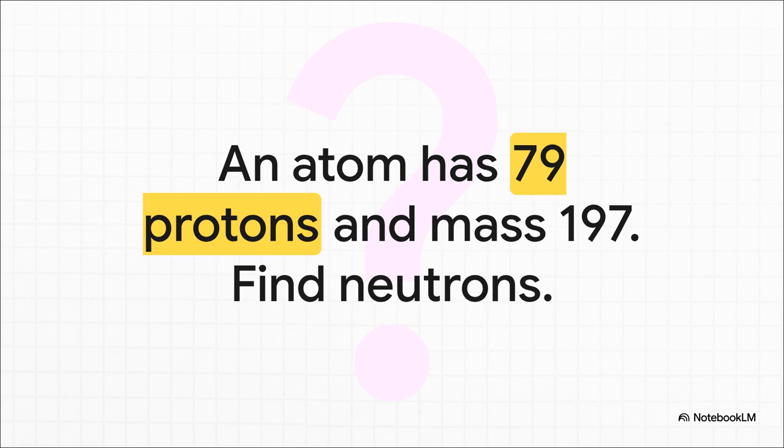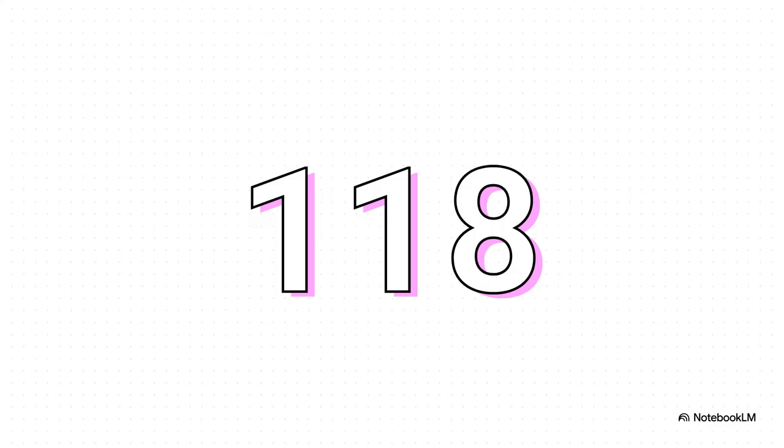Moving on to a classic exam calculation where we need to apply the math we just learned. Let's say an atom has 79 protons and we know its total mass number is 197. How many neutrons are sitting inside that nucleus? The answer is exactly 118 neutrons.